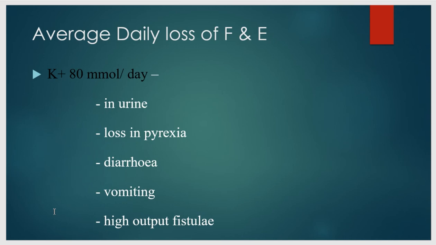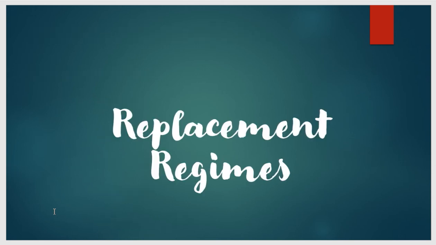Now potassium, around 80 millimoles per day, daily loss. In urine, loss during high fever or diarrhea and vomiting. Again, high output fistula, this is the common thing almost. This water, sodium and potassium, they're lost on an average daily basis. And for that, we must replace all of them. These are the commonly used replacement regimes.